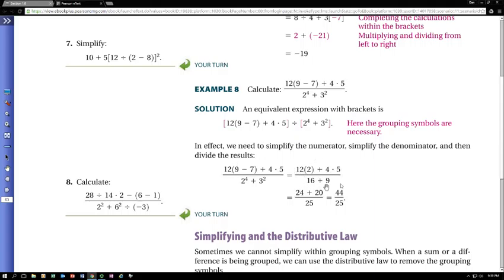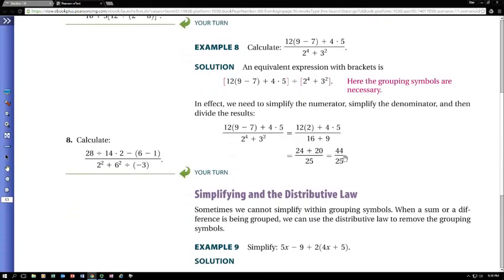So now I have this new fraction, and then I do order of operations again. These are grouping symbols for the numerator and denominator. So I do the multiplications here, which end up being 24 plus 20, and 16 plus 9 is in this grouping symbol for the denominator, and I end up with 44 over 25.